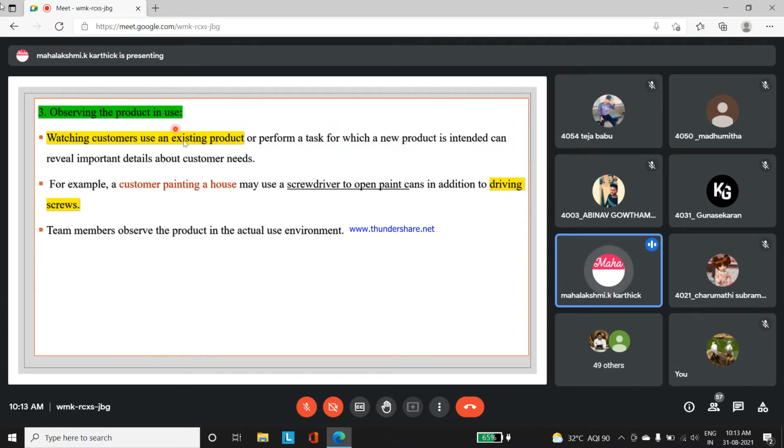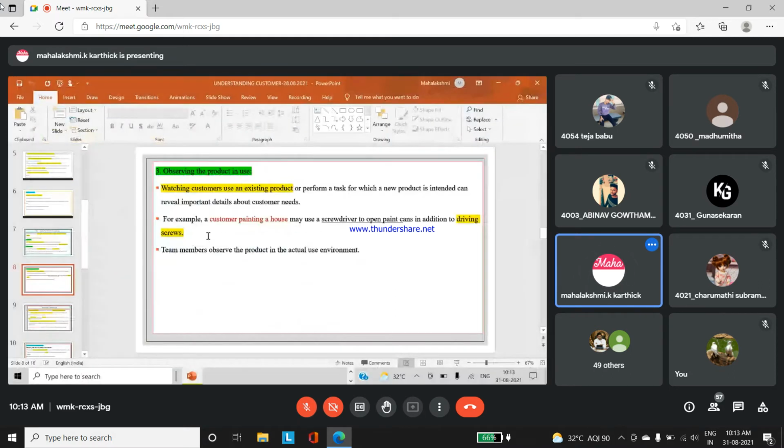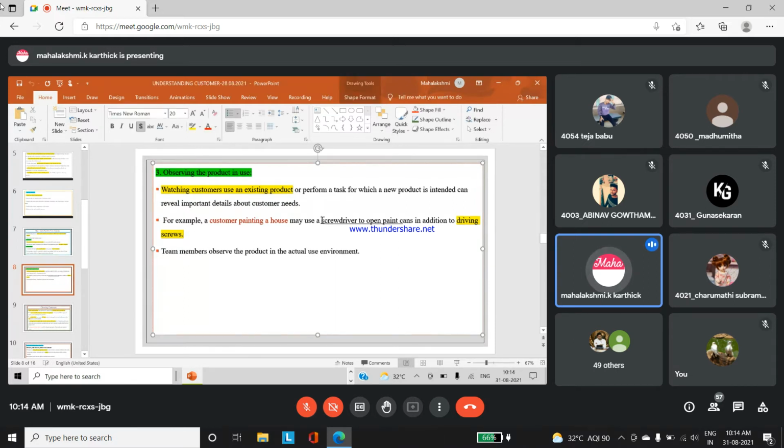So watching a customer use an existing product or perform a task for which a new product is intended can reveal important details about customer needs. For example, a customer painting a house. A person who is well known for driving screws can promote their own product when they see that the customer is finding it difficult to use a screwdriver to open paint cans.